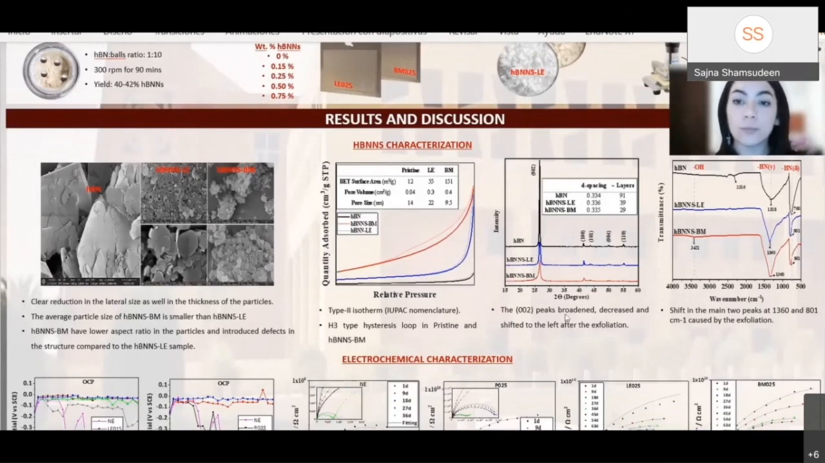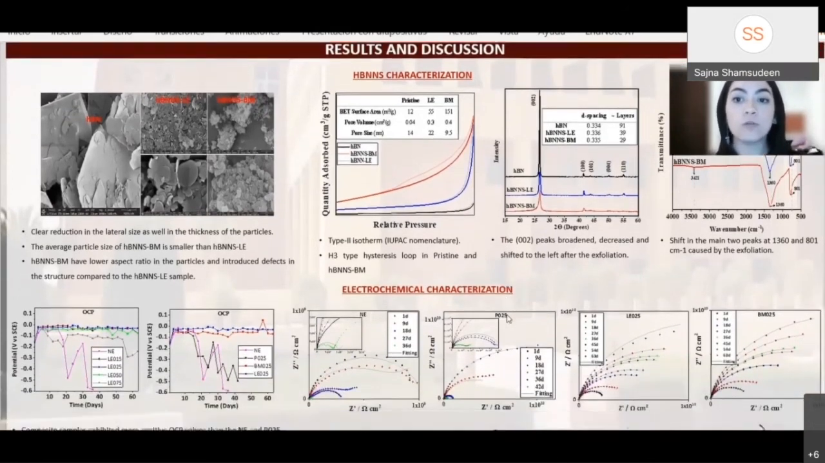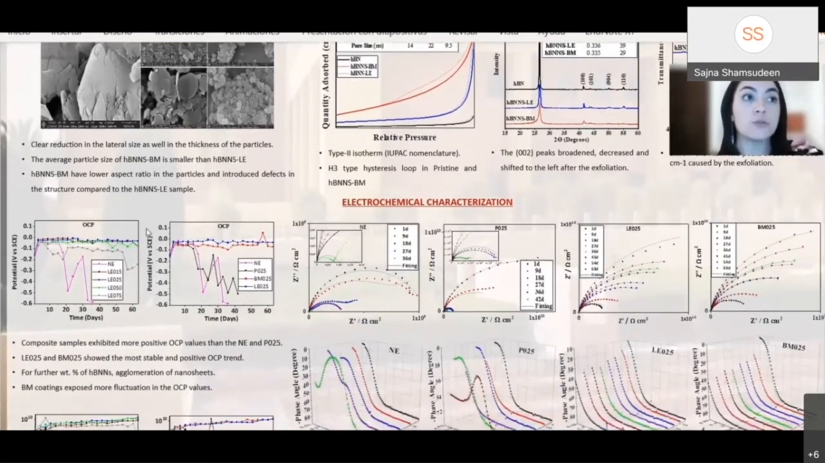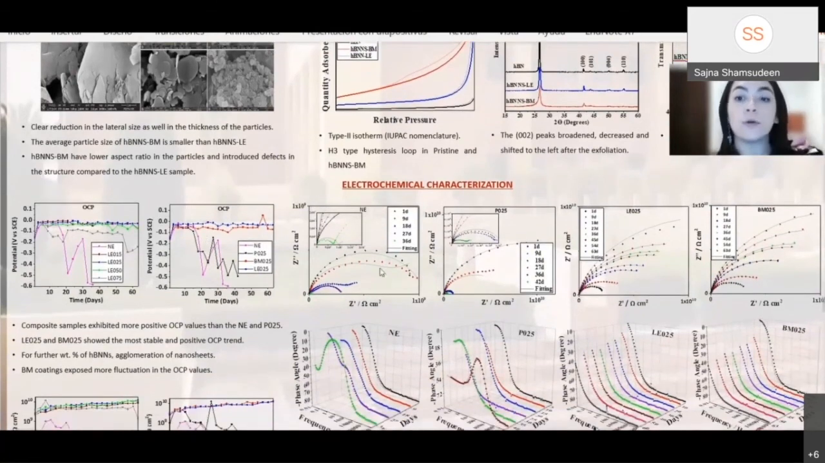All composite samples show more positive OCP compared to the neat epoxy and the pristine 0.25 that were used as a control sample. The most stable and protective coatings are the liquid exfoliation 0.25 and the ball milling 0.25 due to the homogeneous distribution in the epoxy matrix. As we increase the loading percentage, the protection is reversed due to the particle agglomeration. The fluctuation in the OCP values is related to the mixed response of the different reactions that are taking place at the metal coating interface.